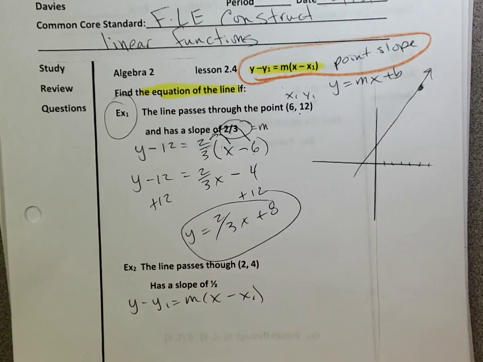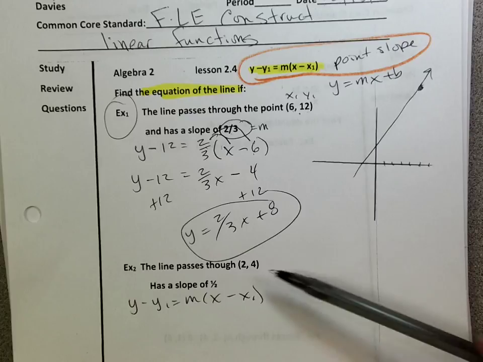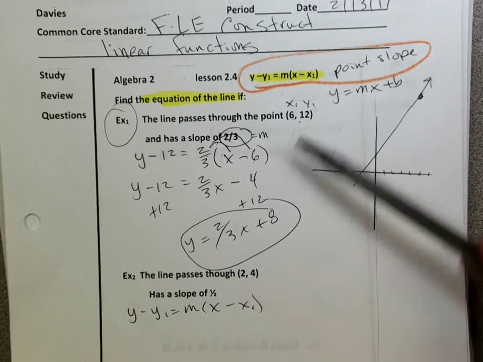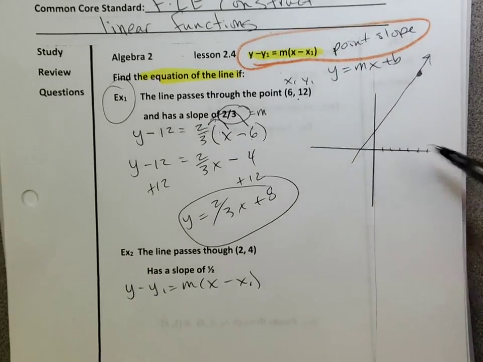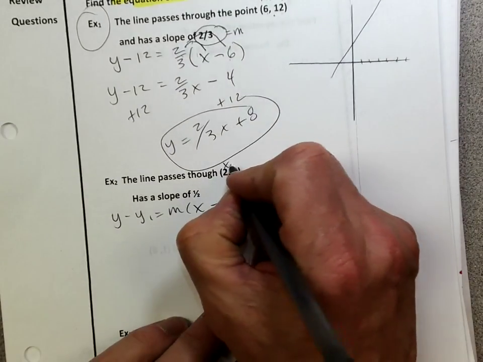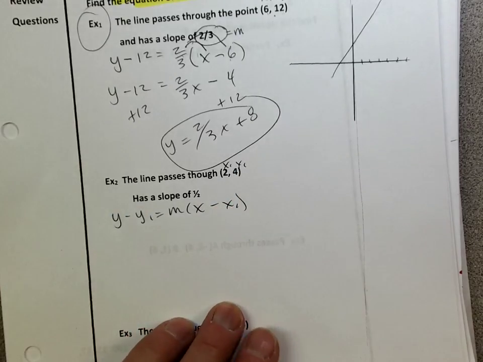I'm going to use this formula because I have a point and a slope. If I have a point and a slope, let's use the point-slope formula, right? So every point has an x and y value. This is my x1, my y1. Remember doing this in geometry?